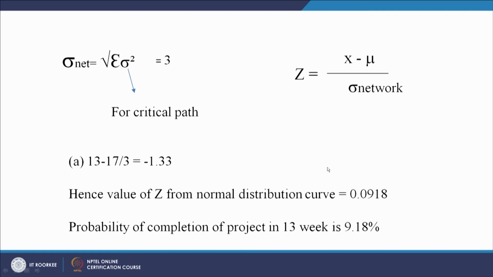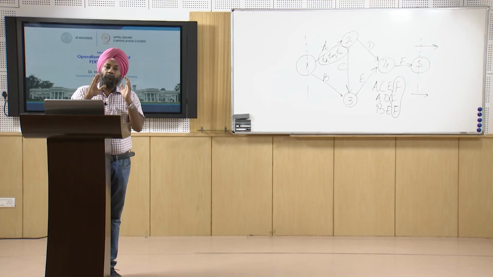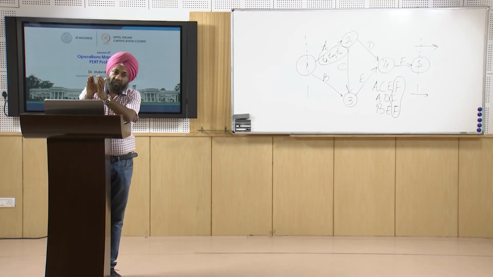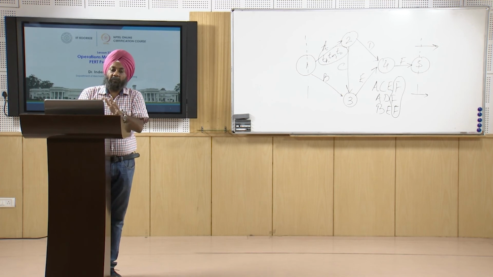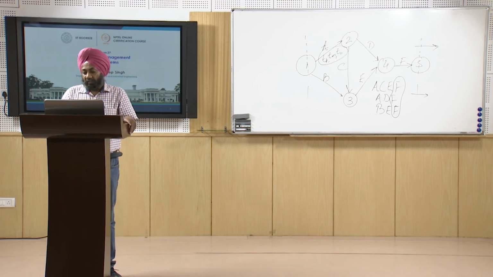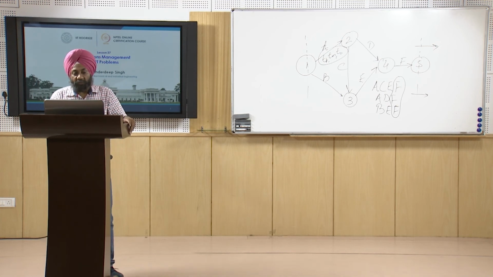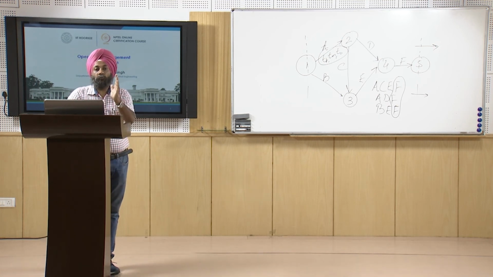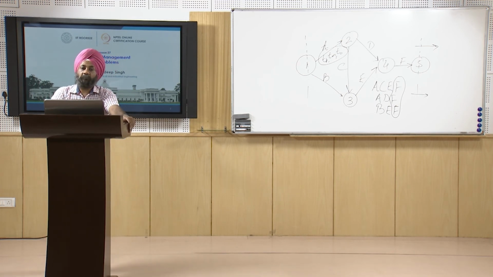So the probability of completion of the project in 13 weeks is 9.18% only. We have calculated that the expected time is 17 weeks, and we are calculating the probability of completing the project in 13 weeks, which is 9.18% only. Now suppose we have to calculate 4 weeks after the expected time. The expected time remains the same, that is 17. 4 weeks after means 17 plus 4, 21 weeks.